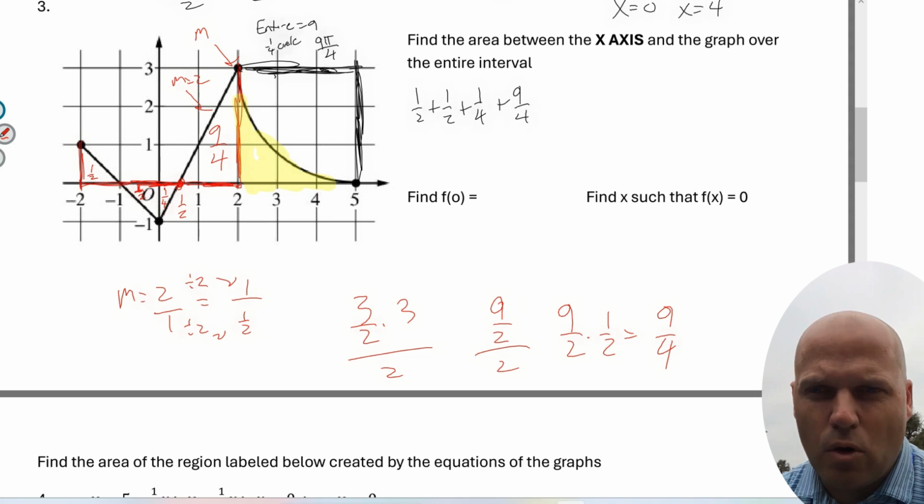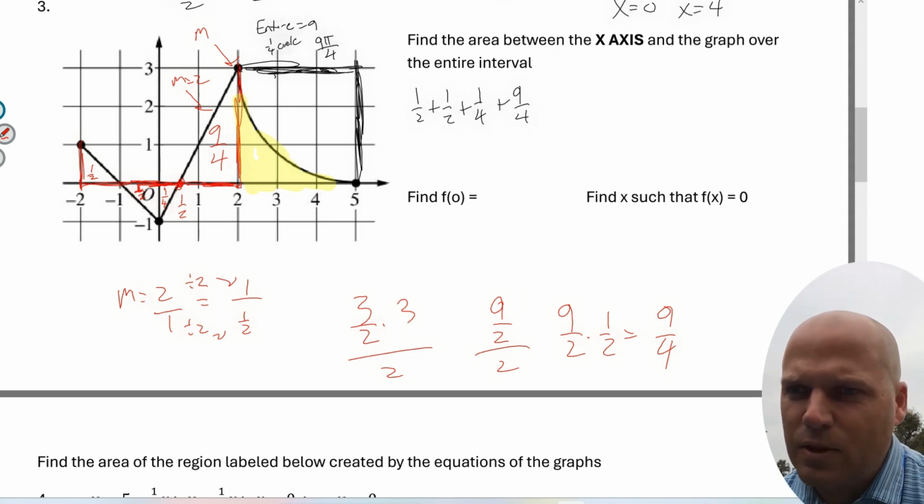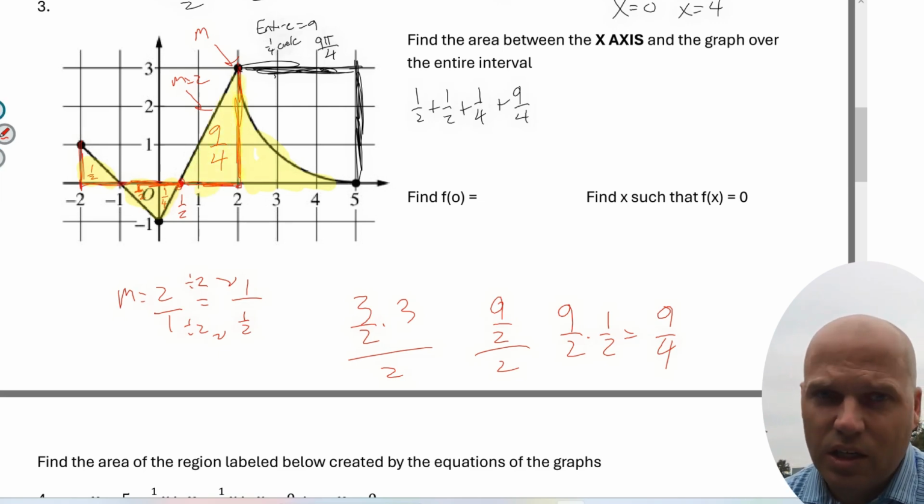I think a lot of you won't really be comfortable with regions between the x-axis and the curves, so the first thing we should do is highlight and make sure we see the betweens. That's what the betweens look like.